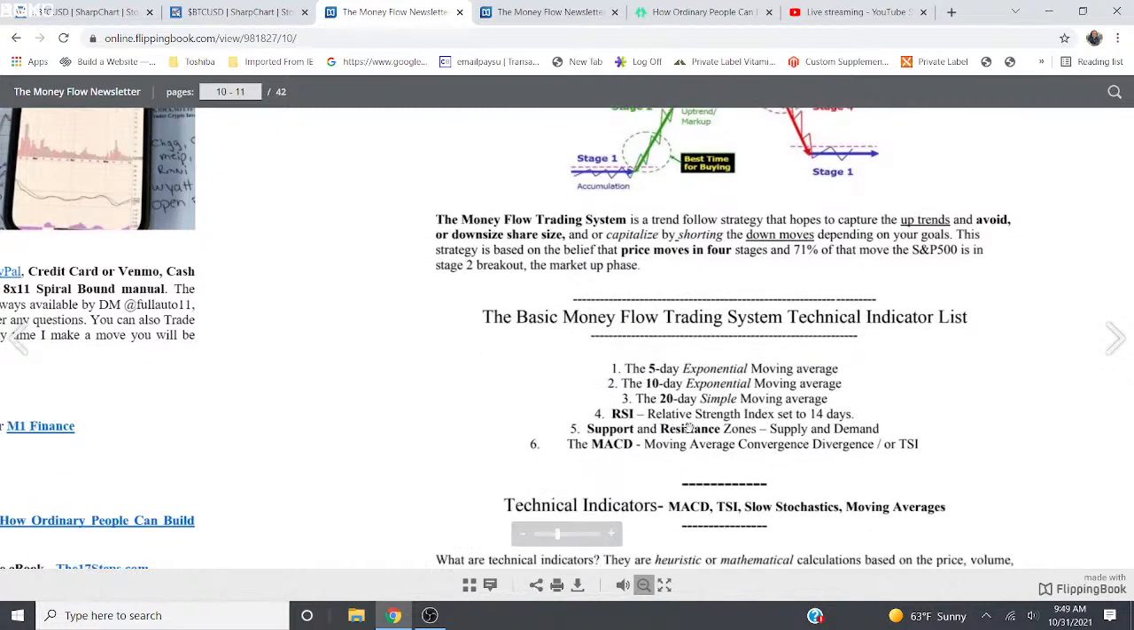If you get down here, that's a whole other video. Each one of these is an hour-long video. The numerical alignment of moving averages, price in relation to the simple 20. Where's the RSI, right? Where's support and resistance? Where's the MACD?